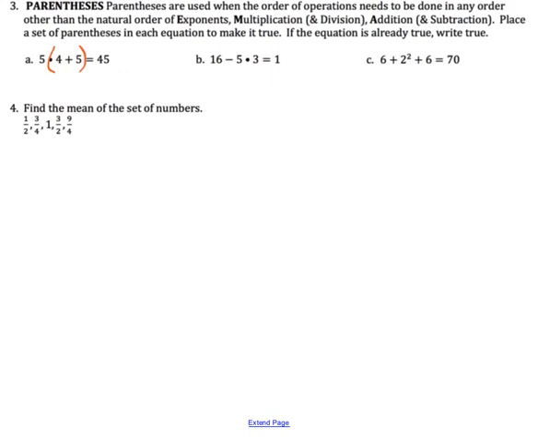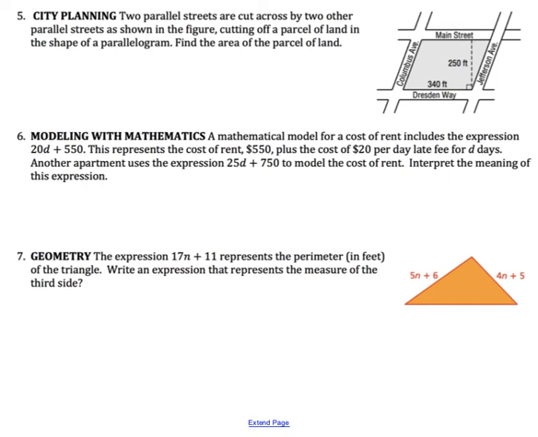On number 4, you're going to find the mean of the set of numbers. Remember, add them up, divide by 5 because there's 5 numbers. Number 5, you're going to find the area of the parallelogram shaped block. And that's something you went over in 6th grade. Number 6, modeling with mathematics. This is a review from 6th grade in writing expressions and interpreting what they mean.